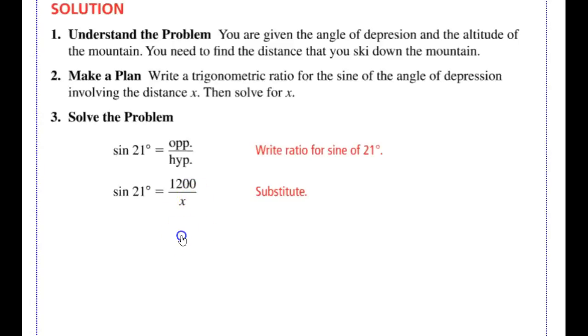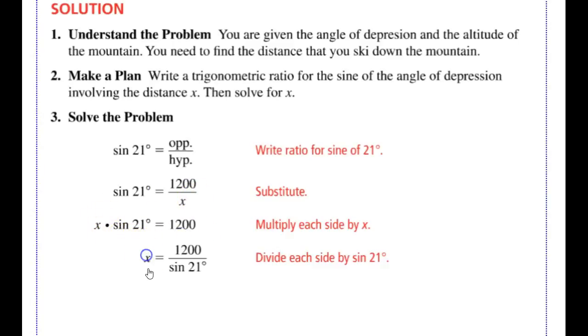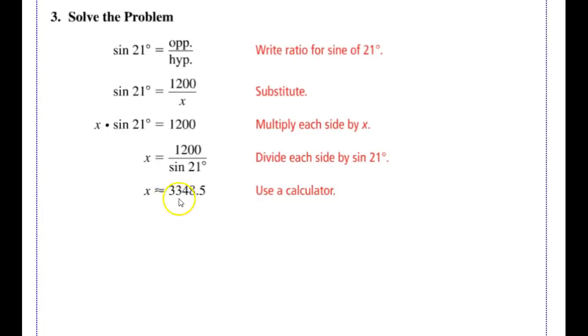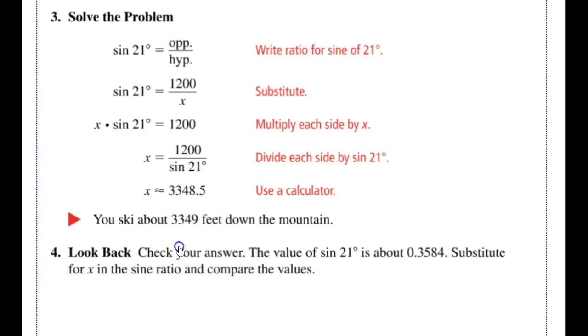Now to get rid of this fraction, I multiply both sides by x. Now to get x by itself, I divide both sides by sine of 21 degrees. Then I put that in my calculator and find that x is approximately 3,348.5. So I ski about 3,349 feet down the mountain.